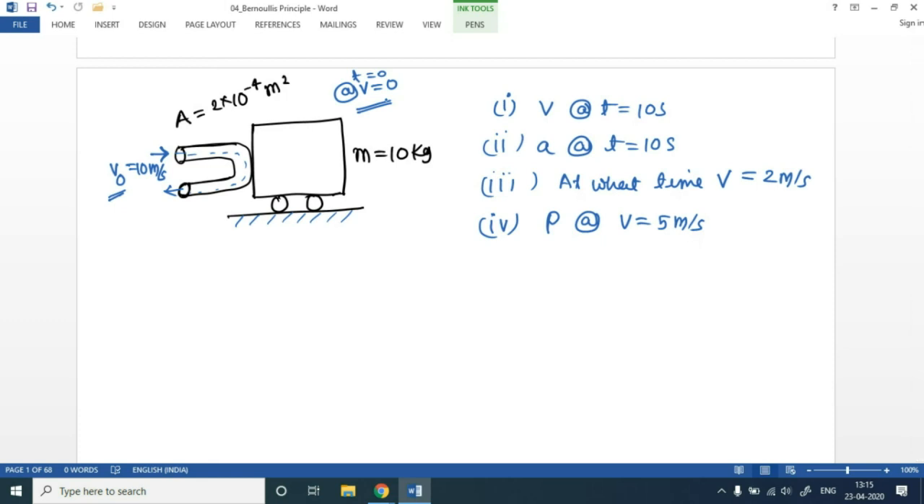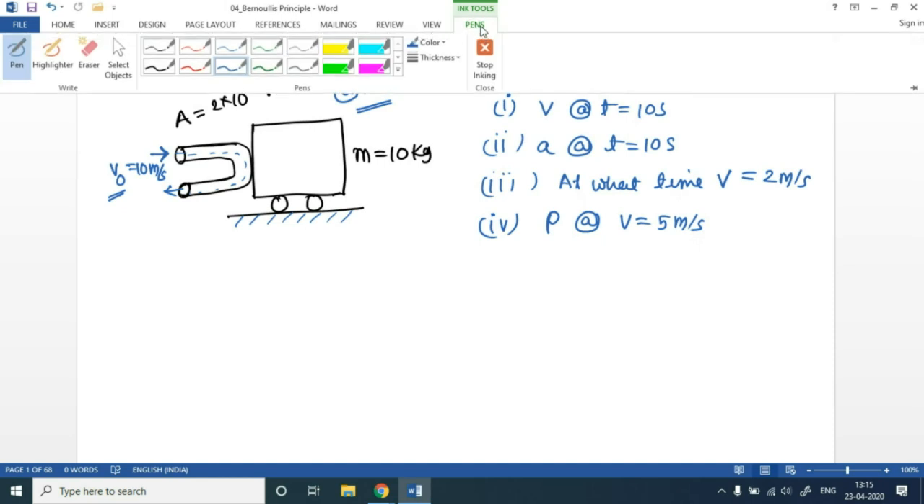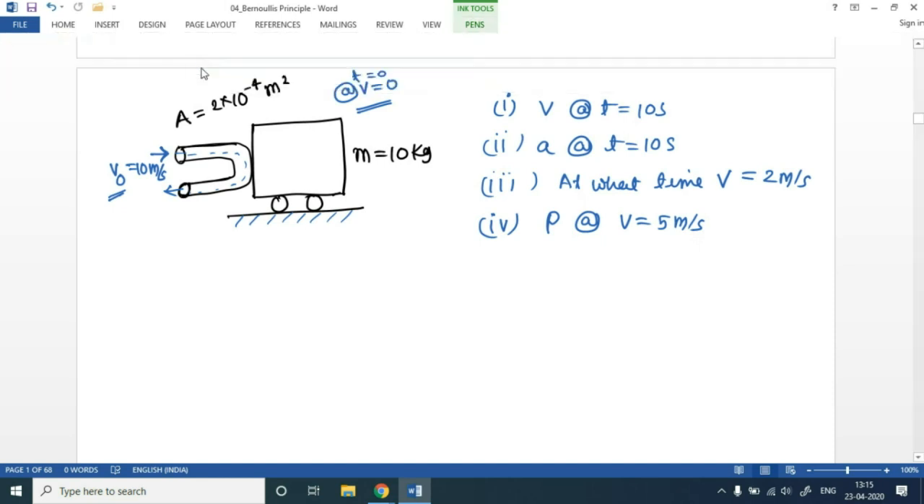So how are we going to proceed with this problem? Let's first try to find out the force on this. The expression for force, I'm only writing the magnitude, is rho a v relative square. So in order to do that, we need to first find out v relative.